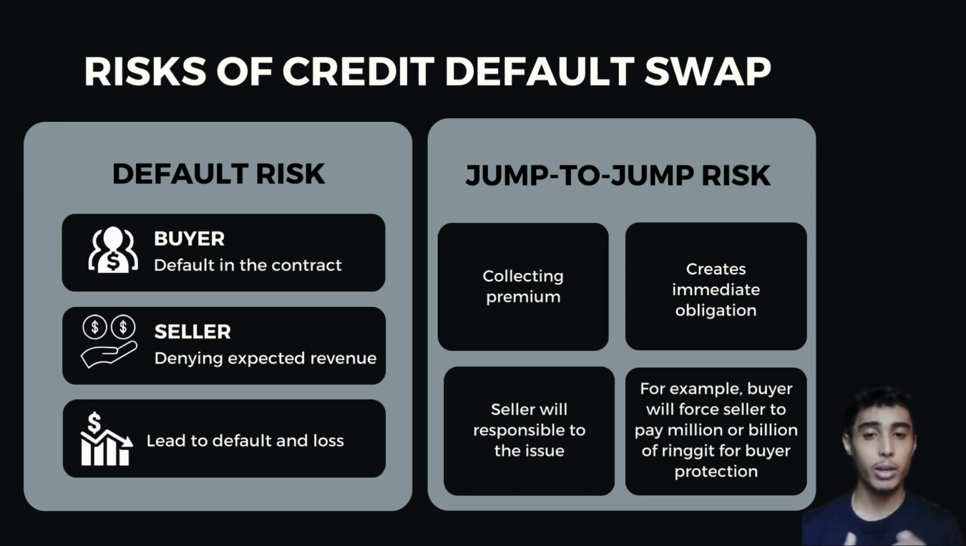So the second one is the jump-to-default risk. So the seller may be collecting monthly premiums from the new buyer with the hope that the original buyer will pay as agreed. So a default on the part of the buyer creates an immediate obligation on the seller to pay the millions or billions owed to protection buyers. So this means the seller must pay the buyer.